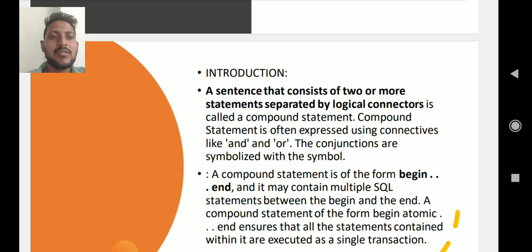A compound statement is of the form BEGIN ... END, and it may contain multiple SQL statements. Between the BEGIN and the END, a compound statement of the form BEGIN ATOMIC ... END ensures that all statements contained within it are executed as a single transaction.